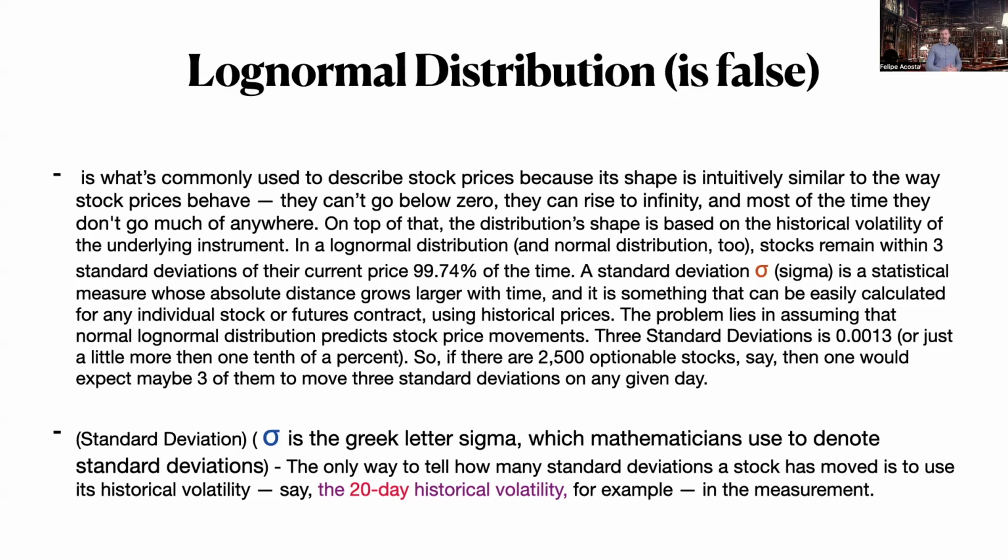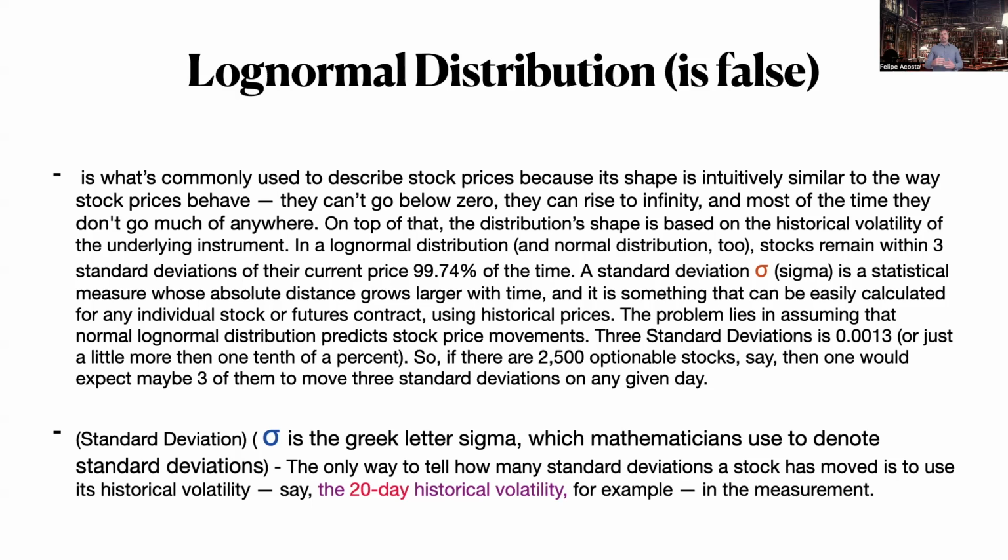The problem lies in assuming that normal distribution predicts stock price movements. The probability of 3 standard deviations is 0.0013, or just a little more than 0.1%. So if there are 2,500 optionable stocks, say, then one would expect maybe 3 of them to move 3 standard deviations on any given day.